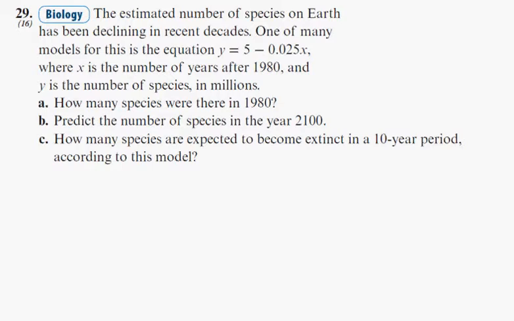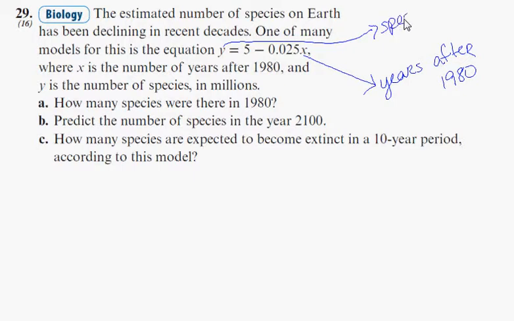Okay, the estimated number of species on Earth has been declining in recent decades. One of many models for this is the equation y equals 5 minus 0.025x, where x is the number of years after 1980 and y is the number of species in millions. I'm just going to write this in here so that you see it. This is the years after 1980. That's what the x represents. The y represents the species. So just keep that front and center when we're answering these questions.